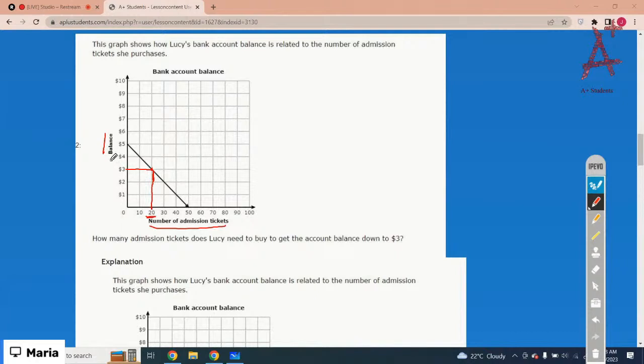That means to get the balance down to $3, she will have to buy 20 tickets. Got it? She needs to purchase 20 tickets to get the balance to $3.